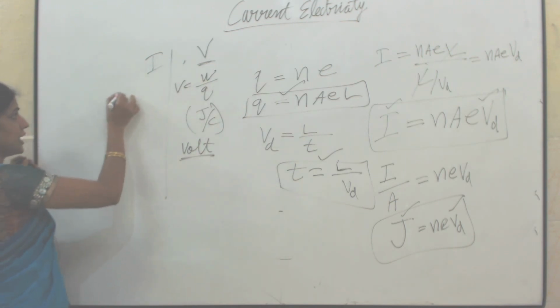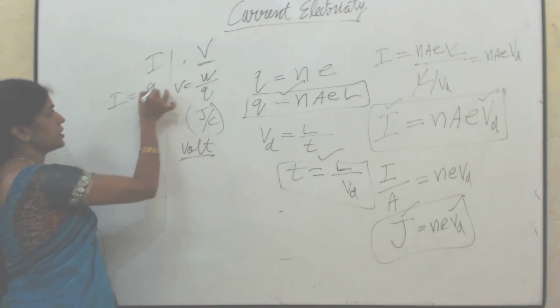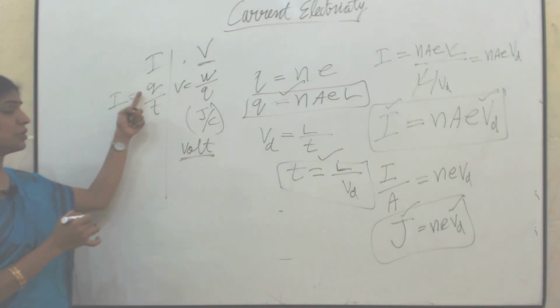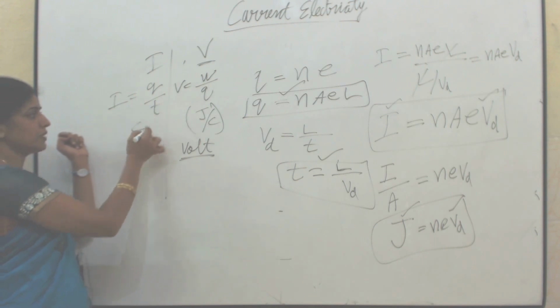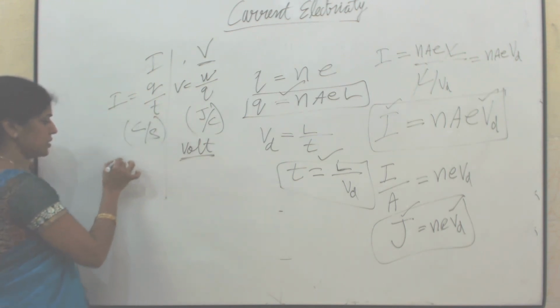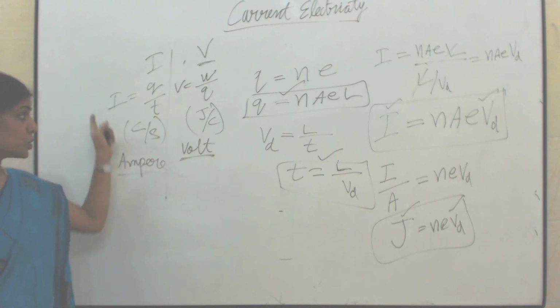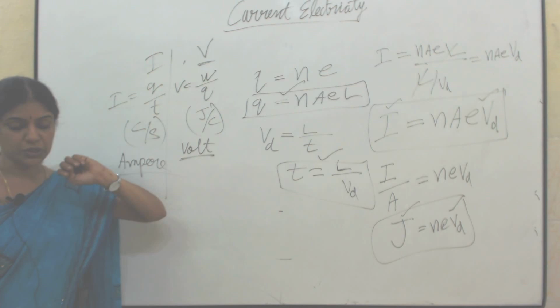Now, current. What is current? Just now we have seen what is meant by current. It is rate of flow of charges. What is the unit for charge? Coulomb. For time it is second. Coulomb per second. But what is the practical unit? It is ampere. So these two quantities are very, very important.